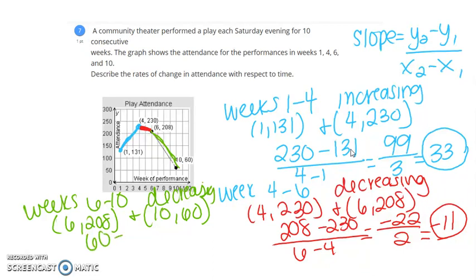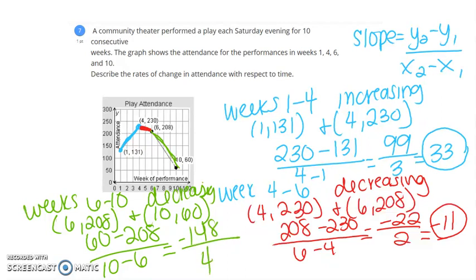So if we use that formula, 60 minus 208 over 10 minus 6. 60 minus 208 is negative 148, and 10 minus 6 is 4. So if we simplify that, negative 148 divided by positive 4, that rate of change is negative 37, right? So you can see that from week 6 to 10, it was decreasing pretty rapidly.